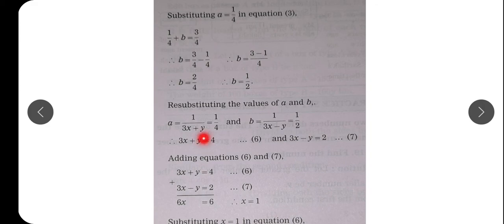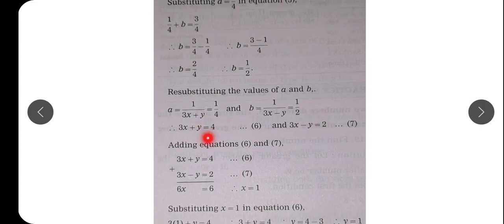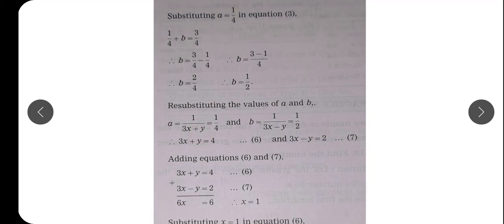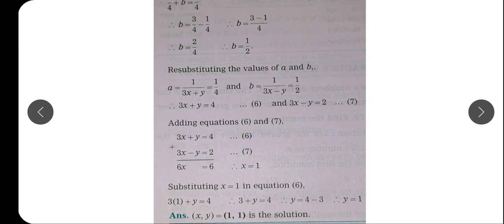Now, when we cross multiply these equations, we will get two new equations, that is 3x plus y is equal to 4 and 3x minus y is equal to 2. Now these two new equations are in the two variables x and y, which we want to find. These are very simple equations. When you add these equations, y and y will get cancelled because their signs are opposite. Then adding equations 6 and 7, you get 6x is equal to 6, that is x is equal to 1.